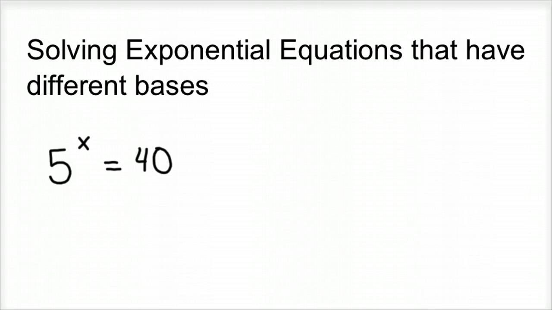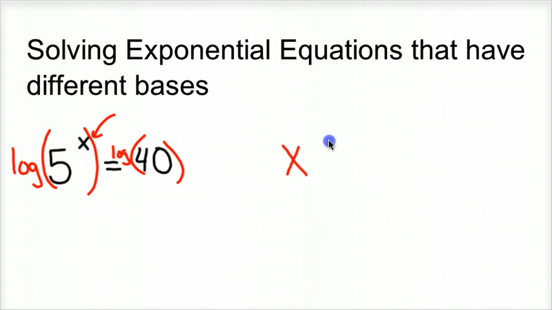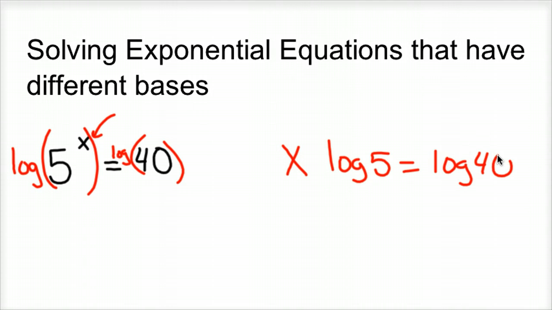So the common log would be log. What you do basically is you log both sides. Whatever you do to the left side, you do to the right side. And what that does, which is kind of cool, is we have this value that's an exponent of a logarithm. Well, if you remember from previous videos, that third property of logarithms is the exponent moves out front. So you could rewrite that equation as x log 5 equals log 40.